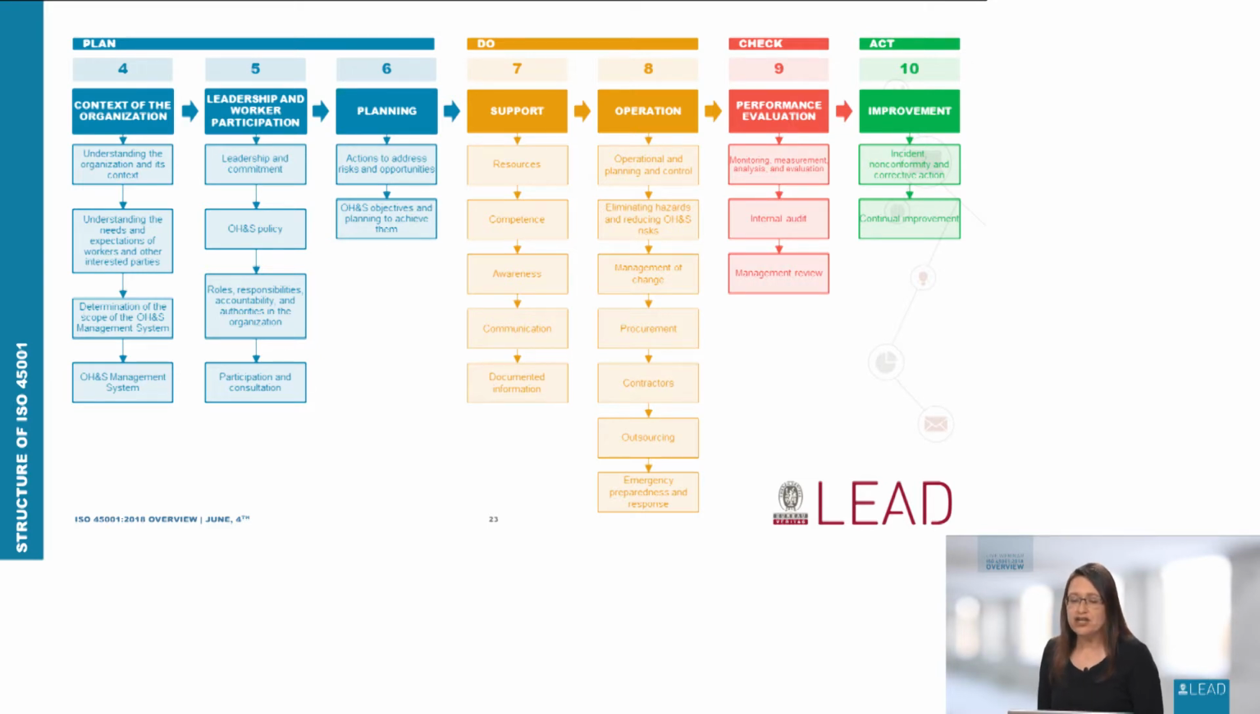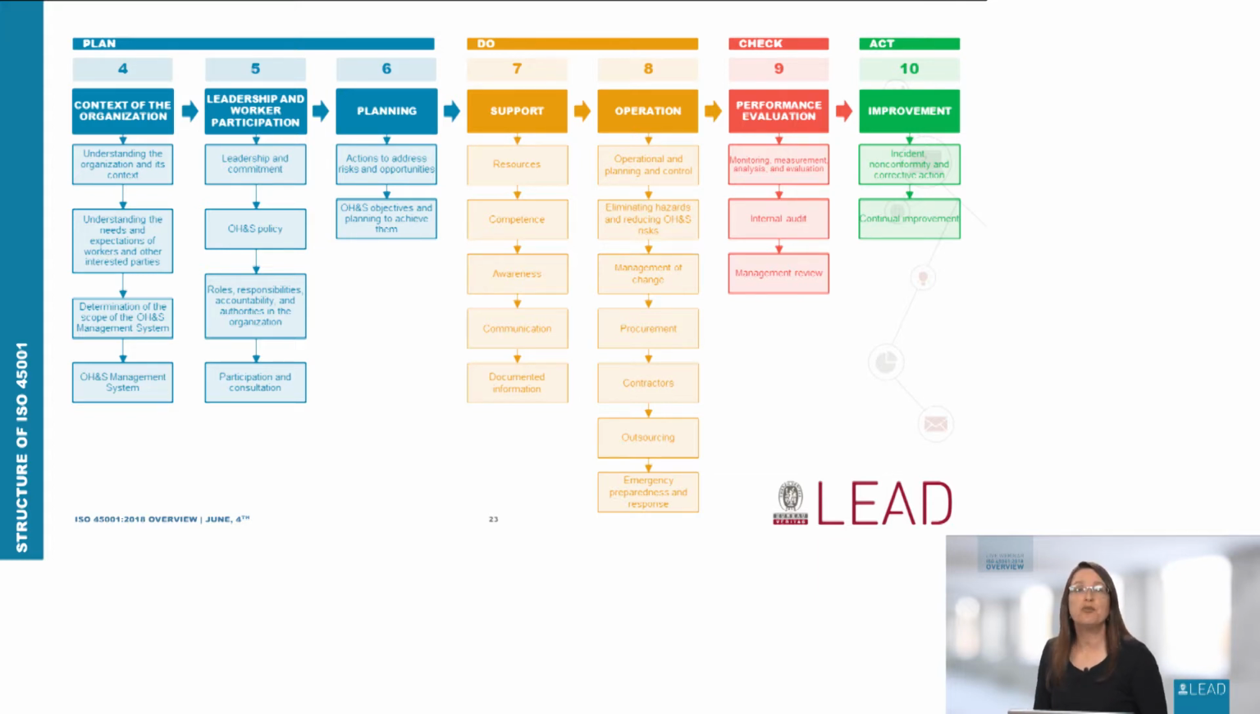Then we also have operation. Operation, we find, again, emphasis on planning and control of our activities. How are we controlling our activities to minimize risk? Because we want to try and eliminate hazards, reduce risks. Then this is where we find change management. And this is a new subclause.